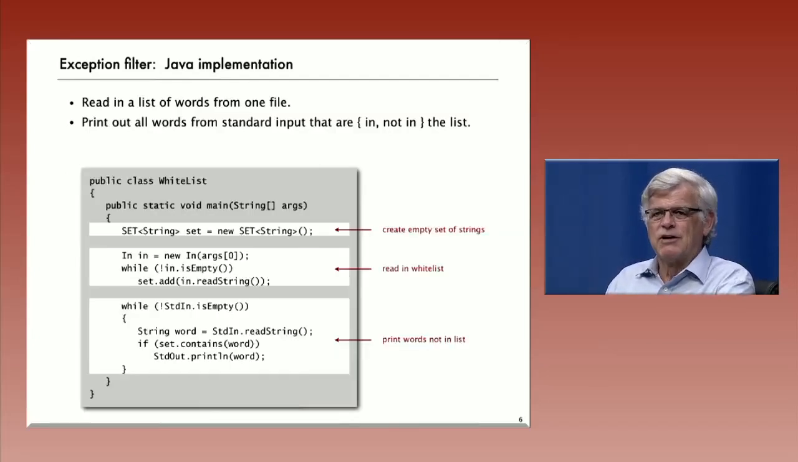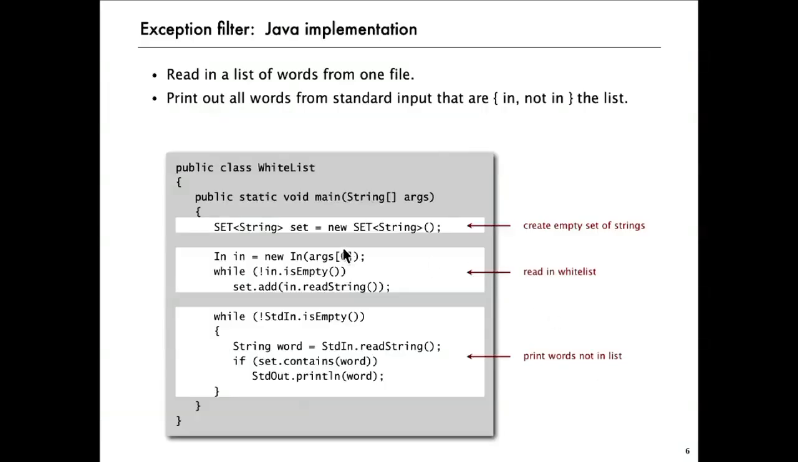What's the implementation of an exception filter? Here's a simple one using the set API that we just articulated. So we start by creating an empty set of strings. And again, since we don't have associated values, we just have the one generic for strings. And then create a new input stream from the first argument, so that's the name of the file that contains the exceptional words. This just reads those strings while the input stream is not empty, and then adds them to the set.